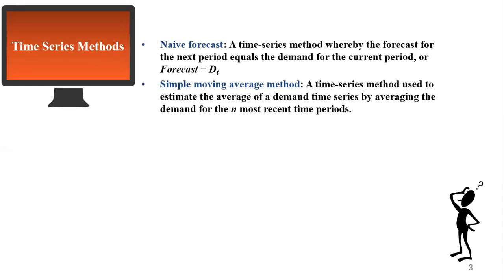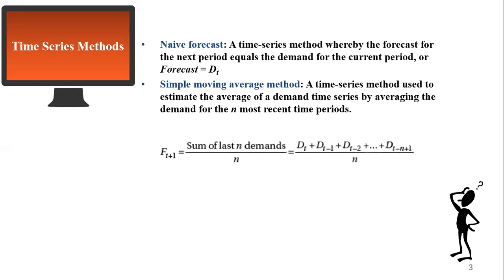The second type is the simple moving average. In this time series method, you gather all the data and then divide it by the number of recent time periods. So it is the sum of all the actual demand, where D stands for the demand and T stands for the time period that you are looking for. T minus 1 is the previous year, T minus 2 is 2 years before, and so on. And then we divide by the number of observations.